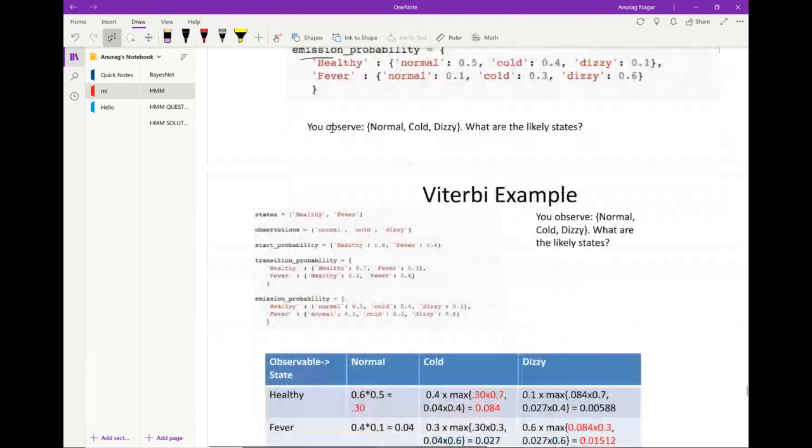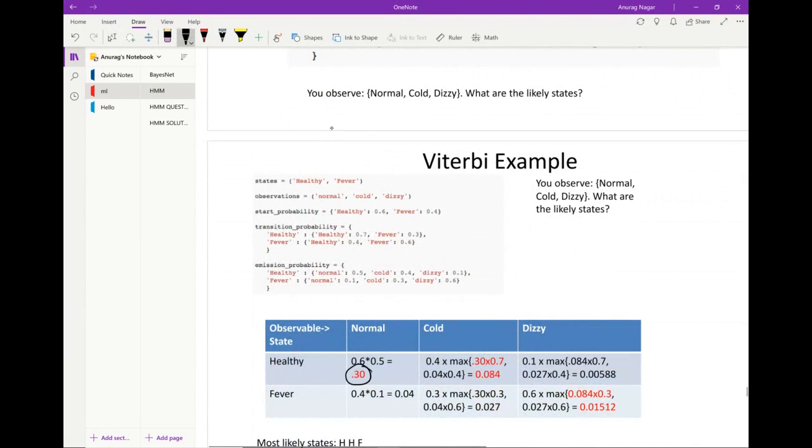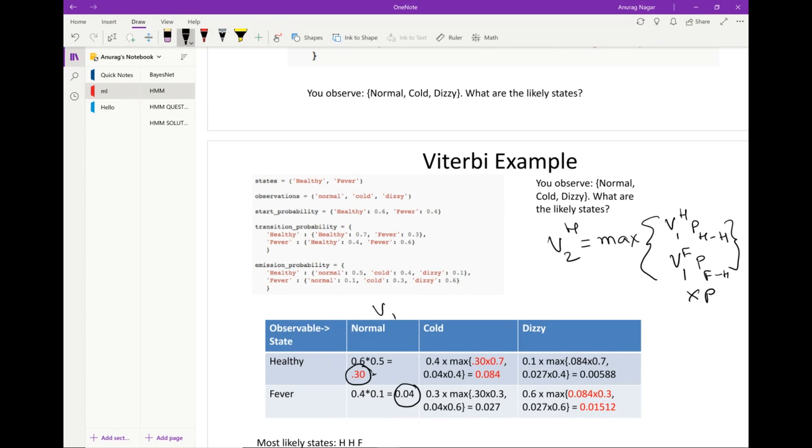So these are the values for time step 1. And if you look at it, I've already computed these for you. So this is 0.3 here and 0.04 here. So V1 has been computed. Now V2, time 2 healthy, will be the maximum of two things. So it will be the maximum of V1 healthy multiplied by the probability of the healthy to healthy jump, or V1 fever multiplied by the probability of the fever to healthy jump. This multiplied by the probability of outputting cold in the healthy state. That's what it would mean.